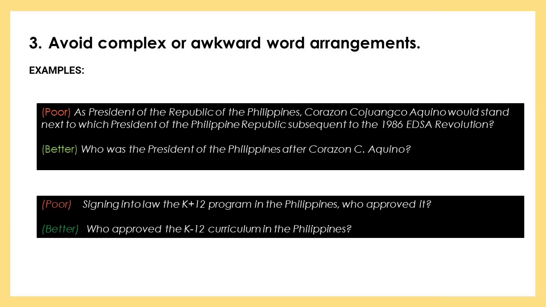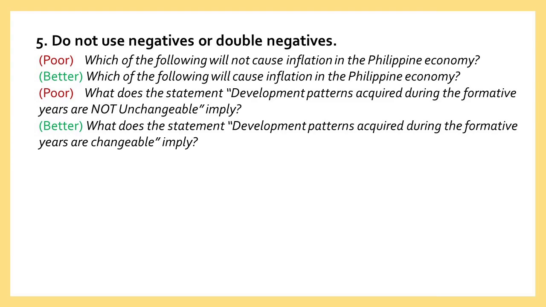Here we have an example. Signing into law the K-12 program in the Philippines. Who approved it? It is very awkward. Compared to the paraphrased one, who approved the K-12 curriculum in the Philippines? Now it is much simpler and direct. Lastly, do not use negatives or double negatives. I think this is mentioned in true or false tests.